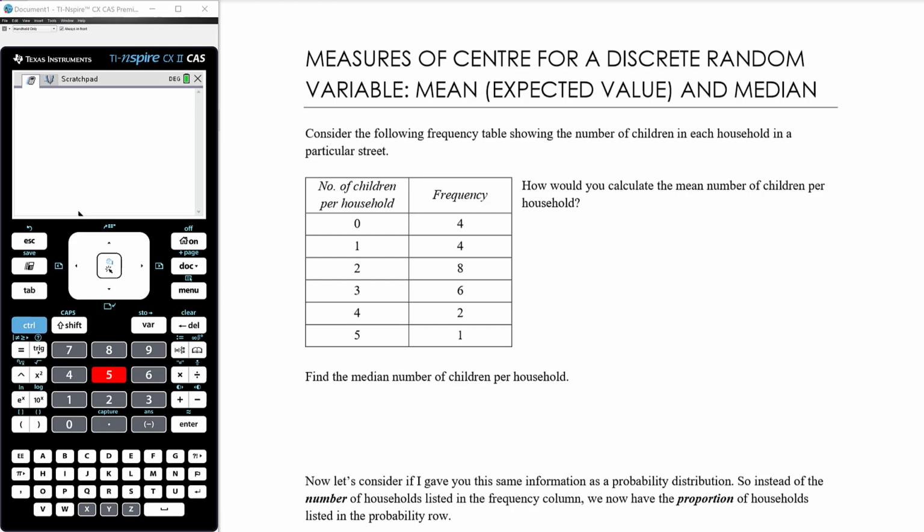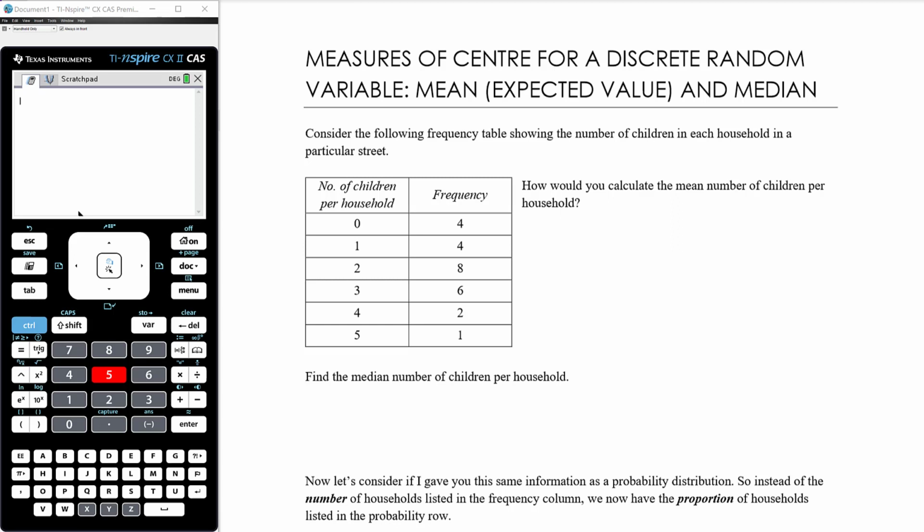Okay, so let's think about our understanding of mean and median just through a frequency table. Forget probability distributions for a minute. Let's have a think about this example here. We've got a frequency table that shows the number of children in each household in a particular street and the frequency with which that occurs. This data is telling us that there are 4 households in this street with no children, 4 households with 1 child, 8 households with 2 children, etc.